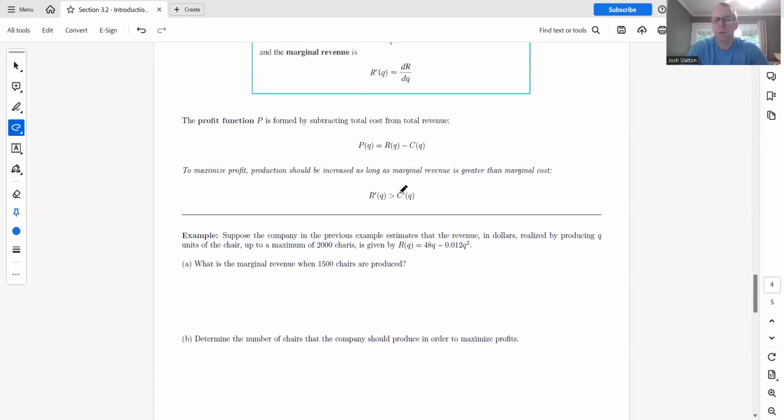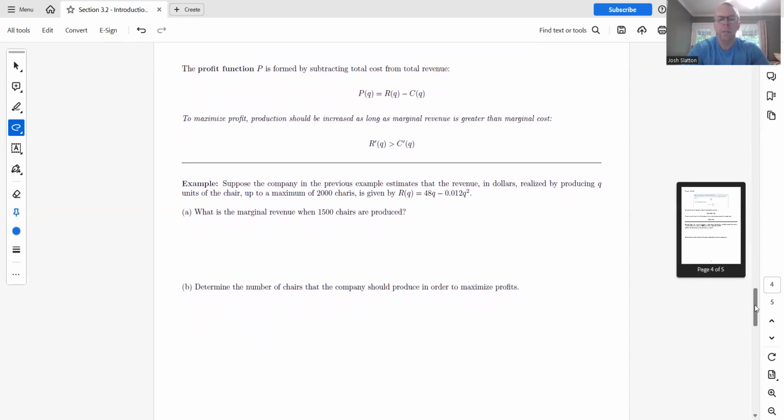So R prime of Q greater than C prime. Suppose, from the previous example, estimates that revenue realized by producing Q units is given by this function here. So what is the marginal revenue?